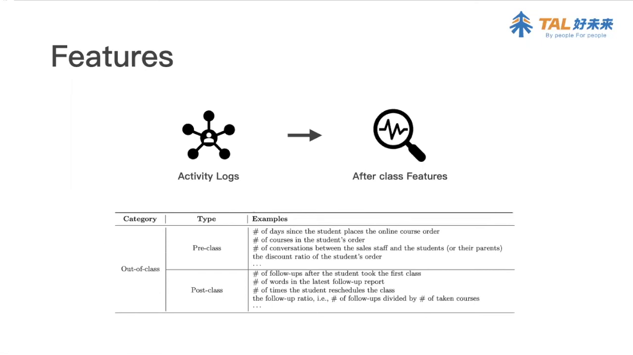Apart from the in-class features, we construct another type of features based on the students' activity logs within the K-12 online education platform. From the out-of-class features, we get to know the students' external information, including their impression of the course before the formal start, and even some of the students' comments on recent courses.